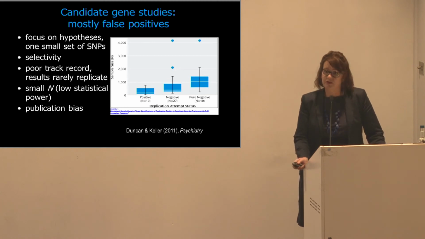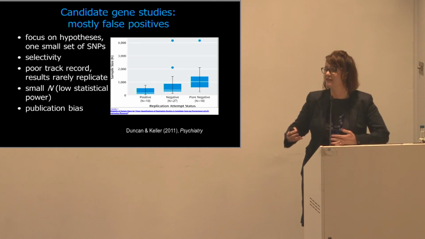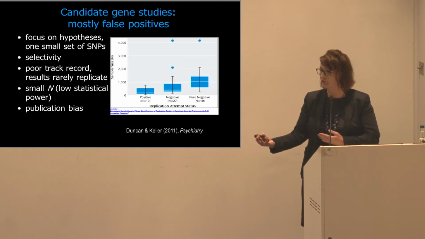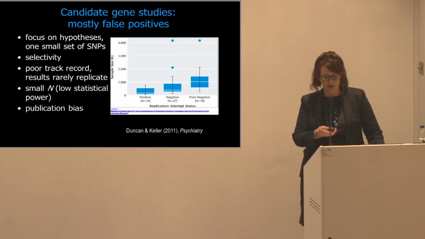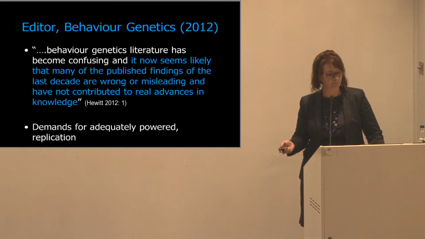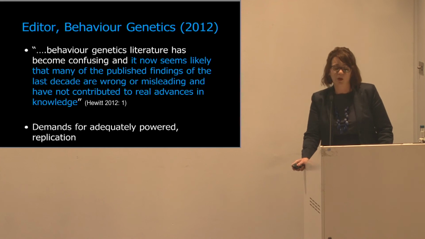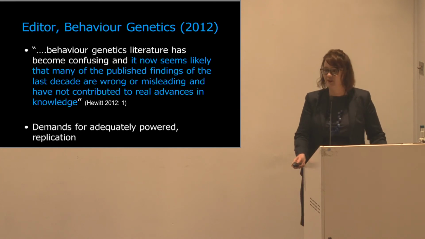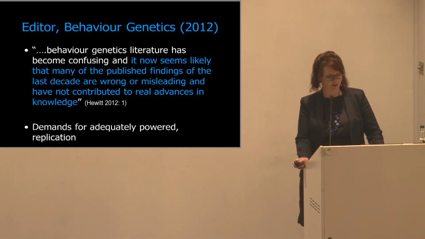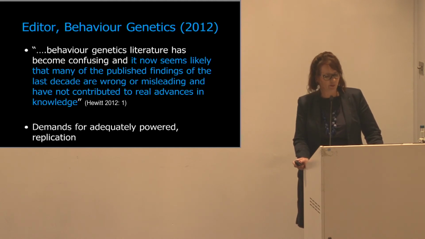And there was a very strong publication bias in publishing, that this gene has an association or has an effect and is related to a certain behavior. That led the editor of Behavior Genetics in 2012 to say something I find incredible, because I've been an editor of a journal too: it now seems likely that many of the published findings of the last decade are wrong or misleading and have not contributed to real advances in knowledge.